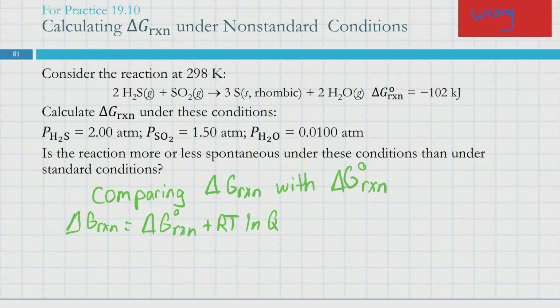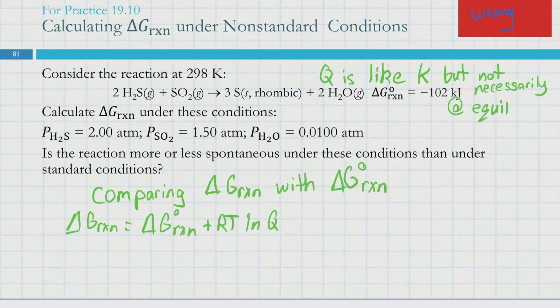So Q is the reaction quotient. Q is calculated like K, but it's not necessarily at equilibrium. Our K values, our equilibrium constants, are at equilibrium. Our Q is the same calculation, it's just not necessarily at equilibrium.